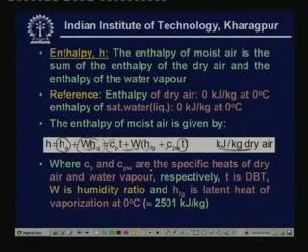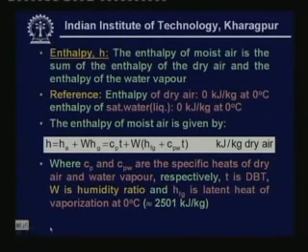And hfg is actually the latent heat of vaporization at 0 degree centigrade, because the reference is at 0 degree centigrade. So you can take an approximate value of 2501 kilojoule per kg. Remember that when you are writing these enthalpies in terms of specific heat, that means when you are writing delta h as Cp into delta T, we are using an average value of specific heat.